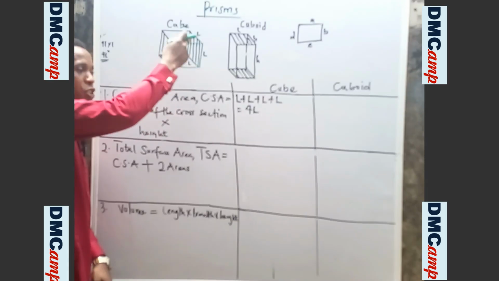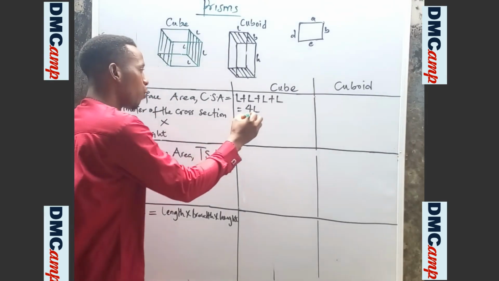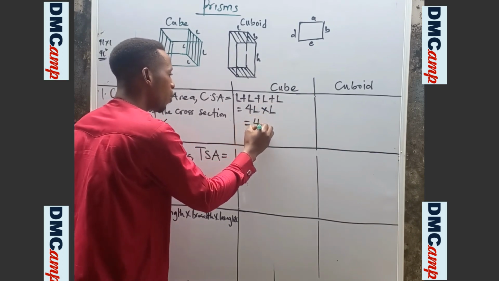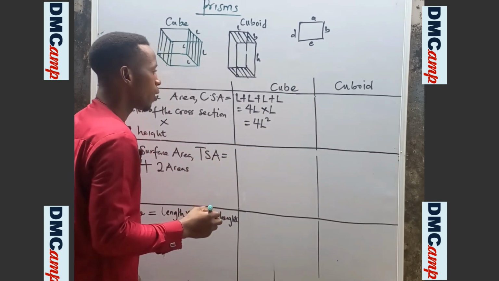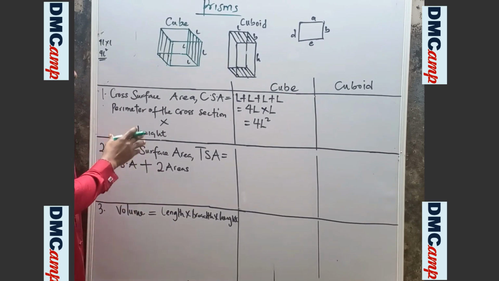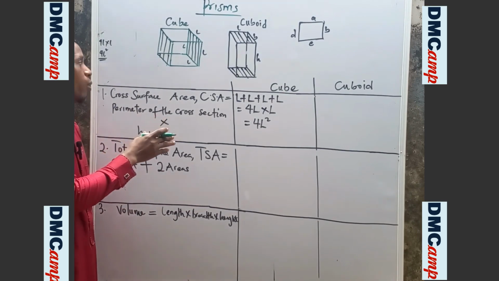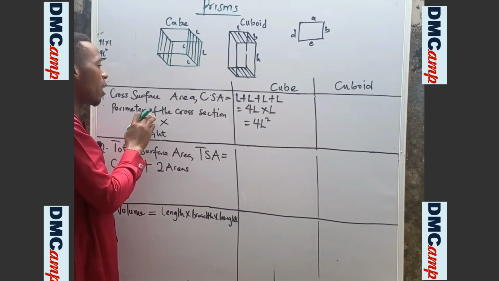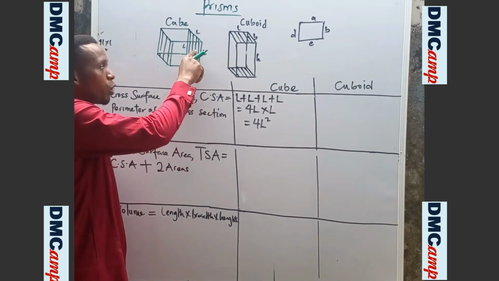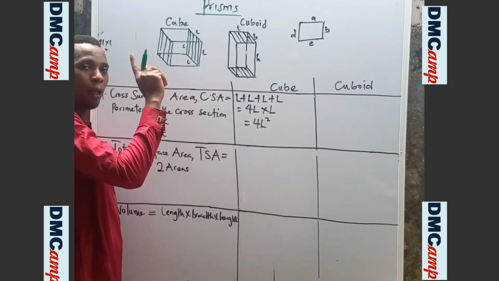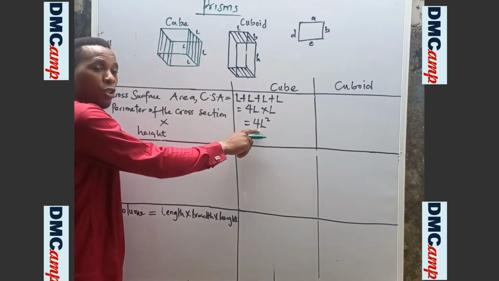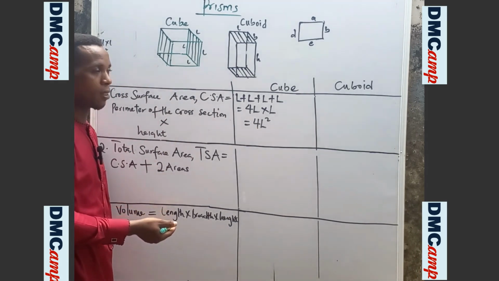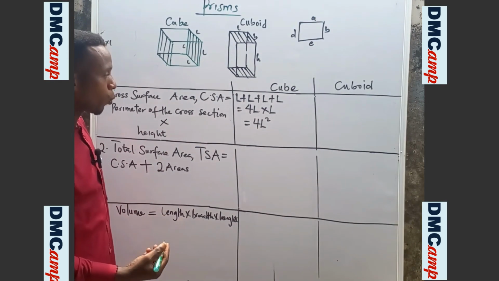Then multiply it by the height. The height is still what? L. So if you multiply this by L, you are going to have 4L squared. So the cross surface area of a cube is equal to the perimeter of the cross section, which is this, then multiplied by the length, which is this. Or you can call it what? Height. Now let's go to cuboid.